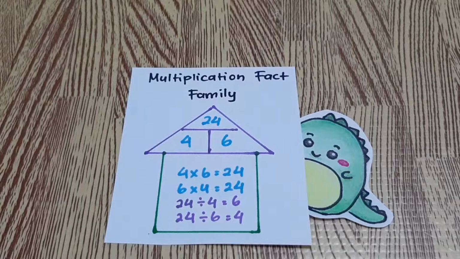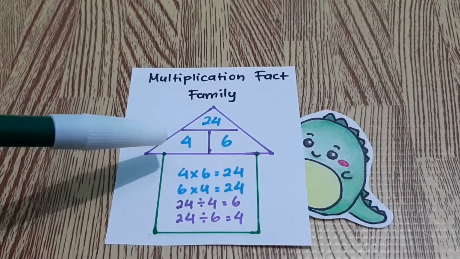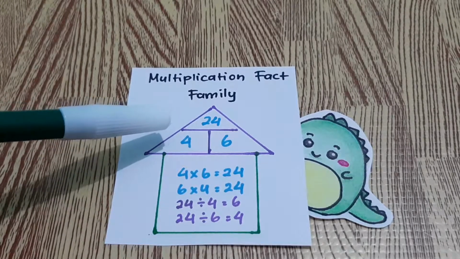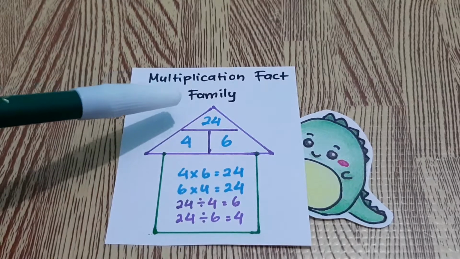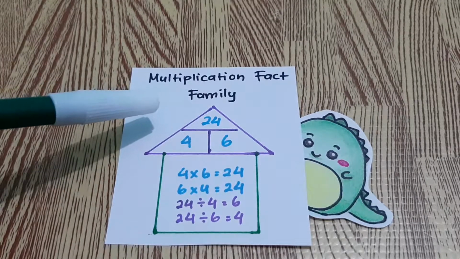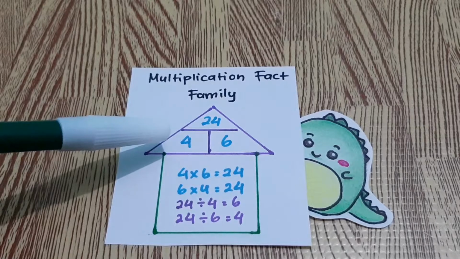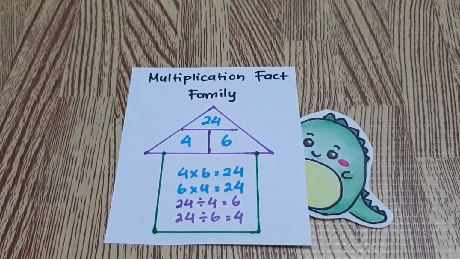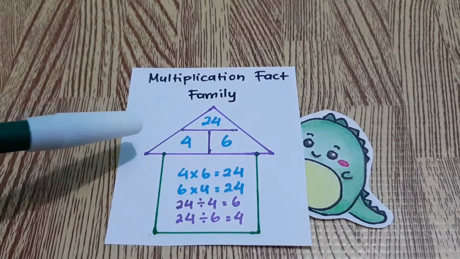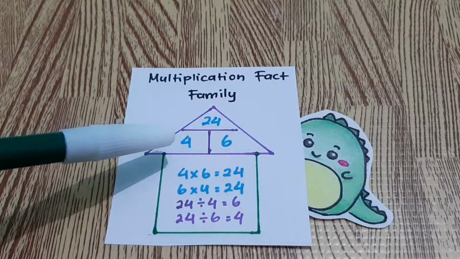Now let's go to the multiplication fact family. Okay, on the roof of this house, I made 3 numbers: 4, 6, and 24. So what do we have to do? It is a family, so what you have to do is make the connection between these 3 numbers. So if I have to make the connection, I'll make it as a multiplication.